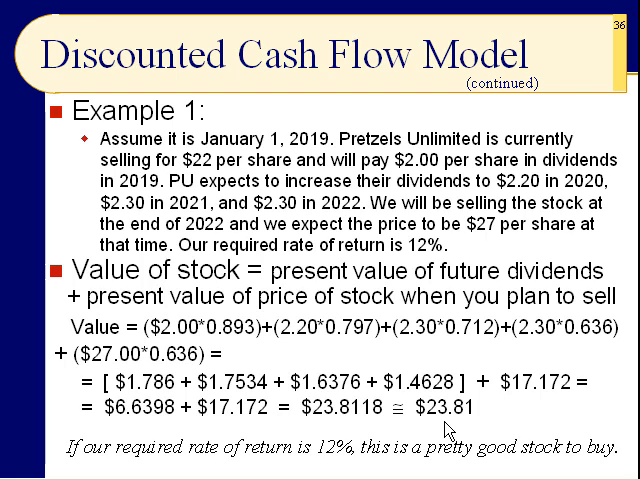Now what does this number represent? It represents what we believe the stock is worth based on the present value of the future cash flows. We're going to get some dividends in years 1, 2, 3, and 4, and then at the end of year number 4, we think we're going to sell the stock. We don't have to, but we're thinking it's going to be worth $27, so we could sell it. And that future cash flow stream brought back to the present is equal to $23.81. So if our required rate of return is 12%, this is a pretty good stock to buy.